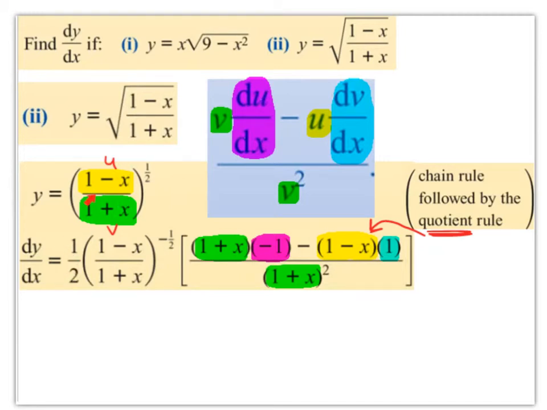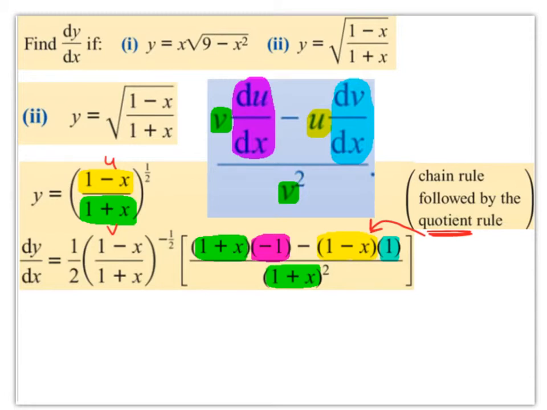We keep what's inside the brackets the same. We reduce the power by 1. So a half minus 1 is minus a half. And we multiply that by the derivative of the inside. And again, because the inside the brackets is a fraction, we have u over v, so we're going to use the quotient rule.